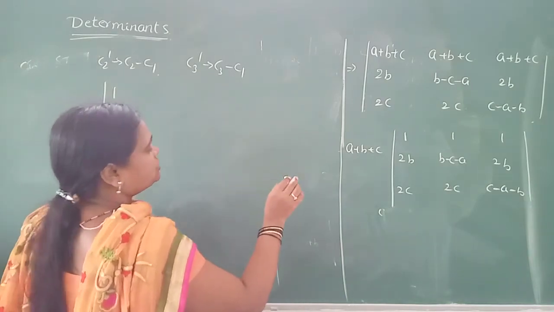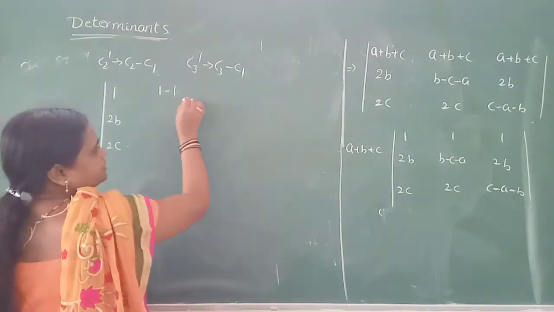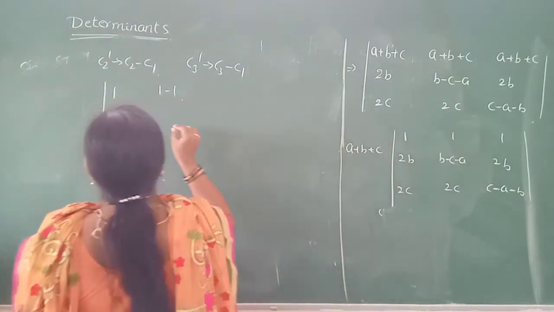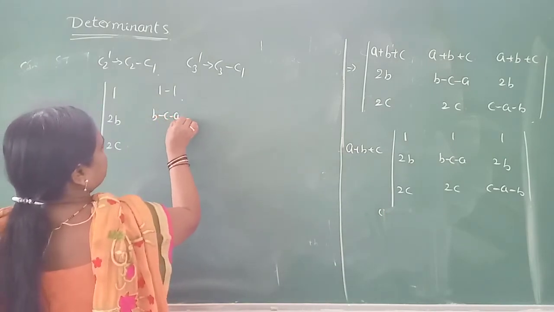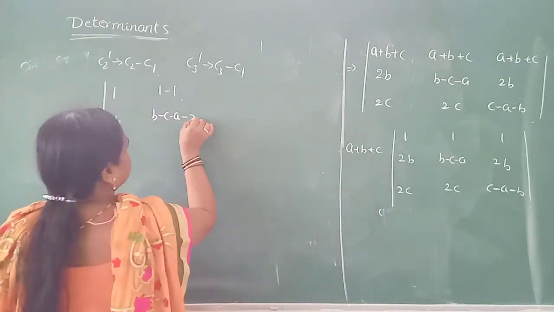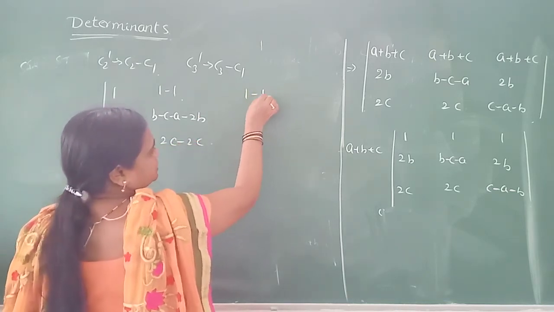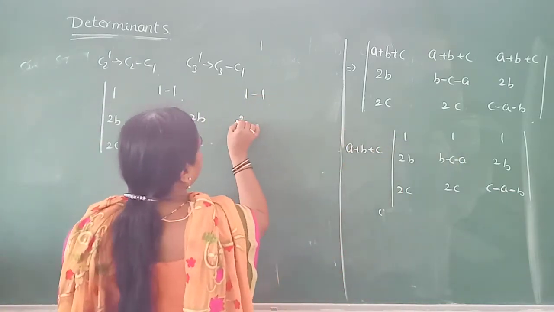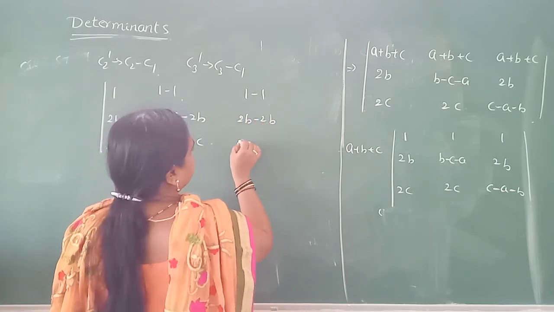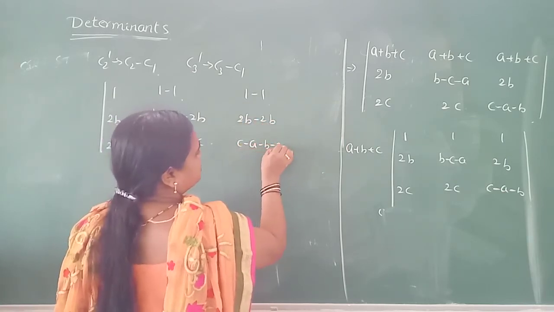Second column is changed. See, 1 minus 1, reverse. Next, B minus C minus A minus 2B. Next, 2C minus 2C. Next, 1 minus 1, reverse. 2B minus 2B. Next, C minus A minus B minus 2C.